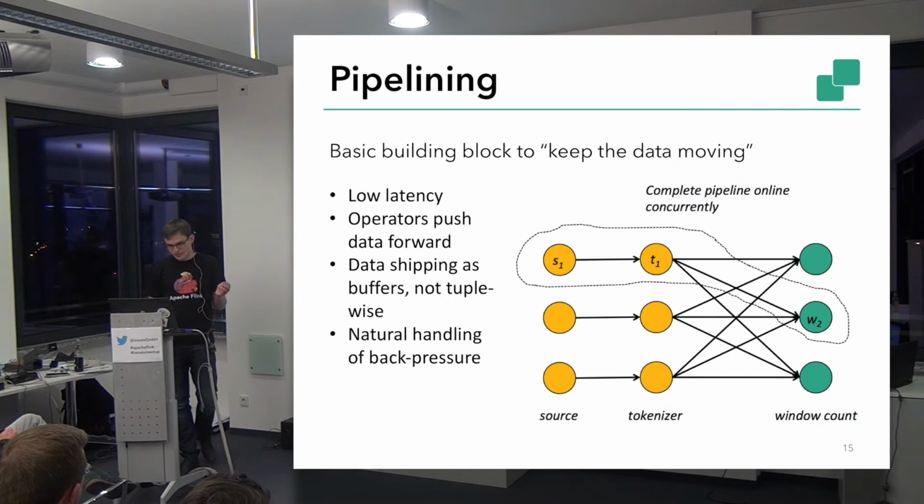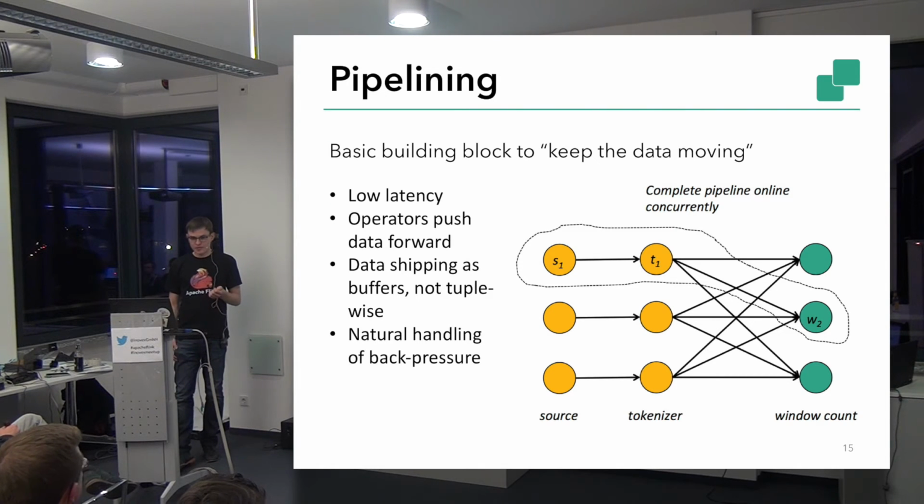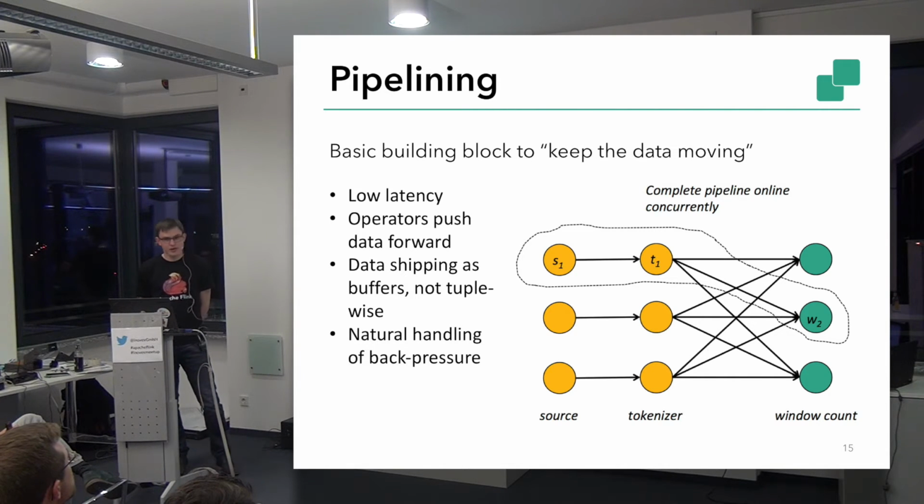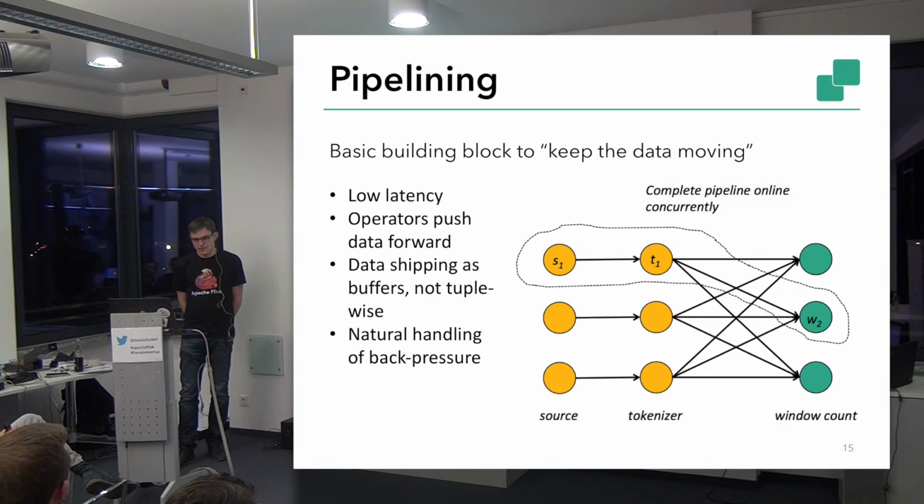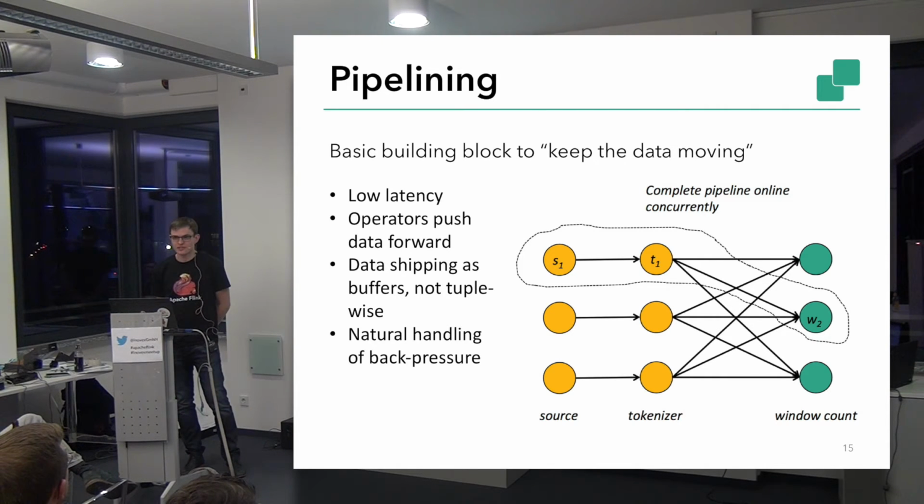So for achieving these requirements, one building block is pipelining, pipeline execution in the engine, which means that all the operators, whether it's a batch program or a streaming program, are online all the time. So we try to keep data moving all the time. We try to avoid materializing data at all costs.